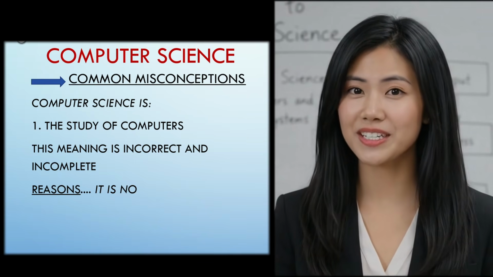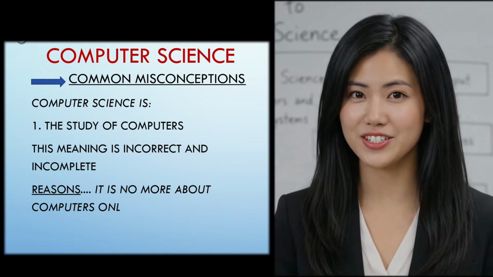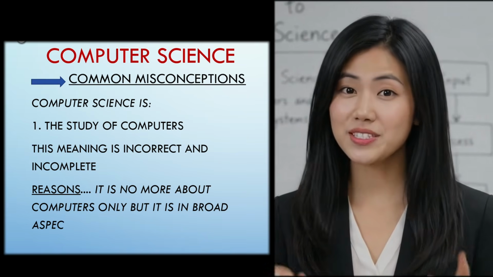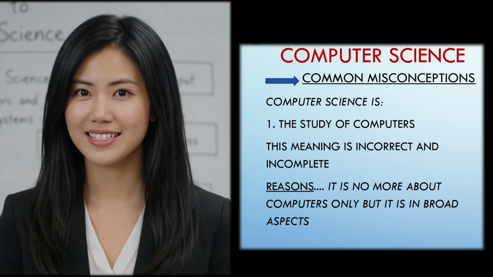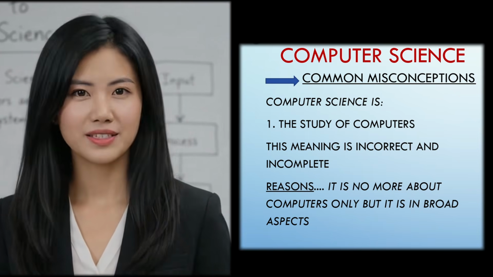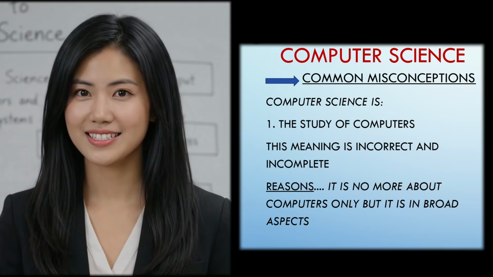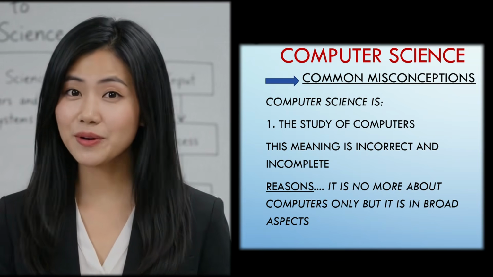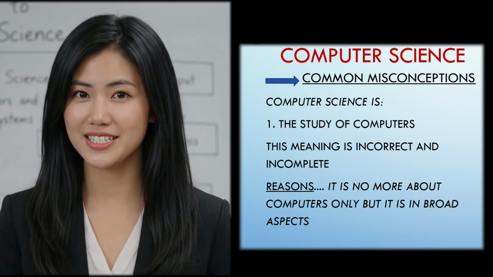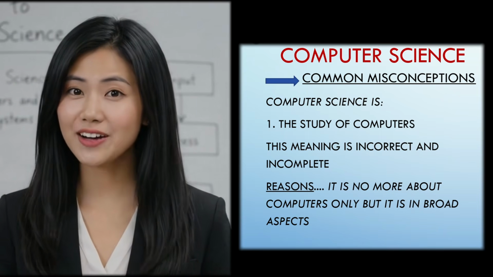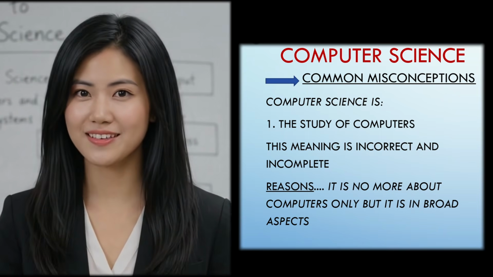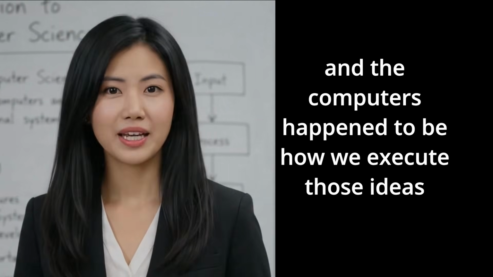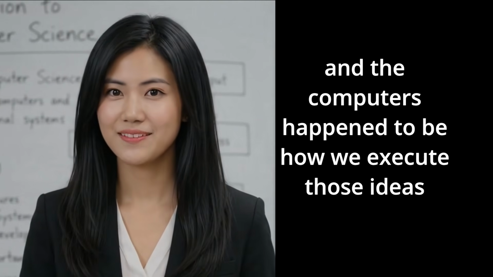But this is incomplete. Here's an analogy I like to use. Astronomy uses telescopes, but astronomy isn't the study of telescopes. The telescope is just the tool. In the same way, the computer is the tool computer scientists use, but the discipline is much bigger than the machine itself. It's about problem-solving, algorithms, and information, and the computer just happens to be how we execute those ideas.